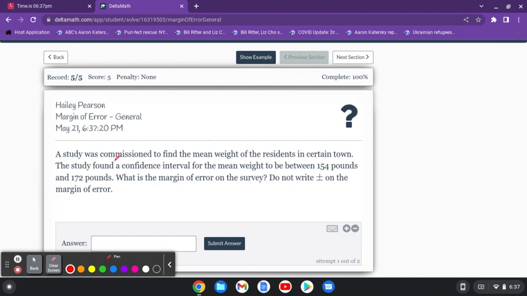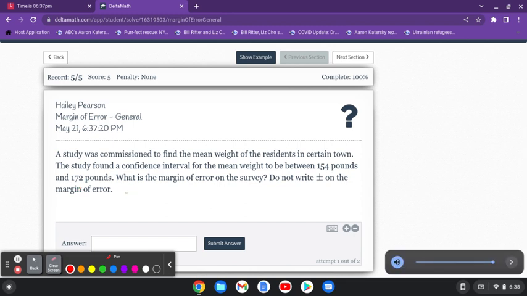A study was commissioned to find the mean weight of the residents in certain towns. The study found a confidence interval for the mean weight to be between 154 pounds and 172 pounds. What is the margin of error on the survey? Do not write the plus or minus symbol on the margin of error.